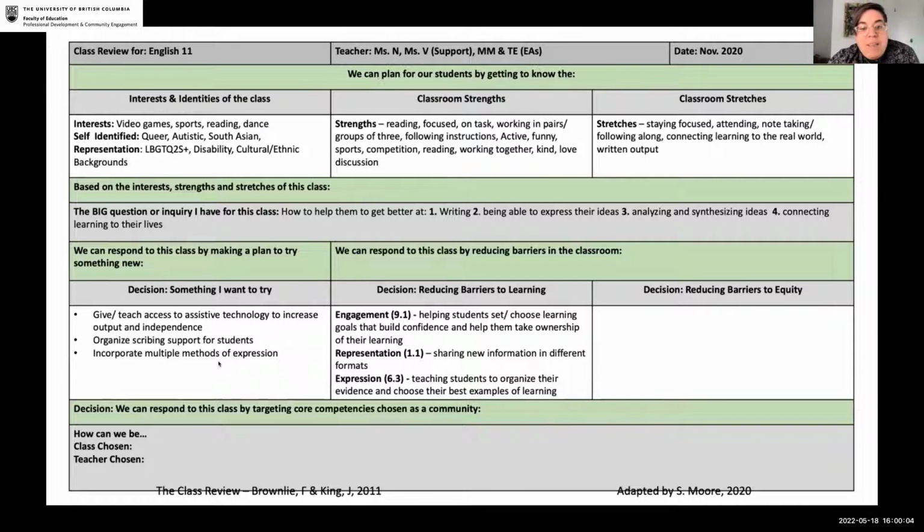And so what are different ways that we can allow students to show their learning without being so task oriented? And then she picked one UDL strategy from each: engagement, representation, and expression. So the ones that she was targeting for the year: helping students set and choose learning goals to build their confidence and take ownership; sharing new information in different formats; and expression, teaching students to organize their evidence and choose their best evidence of learning instead of relying on failed attempts of learning. And so this made a huge difference in terms of not just making decisions, but following through with decisions.